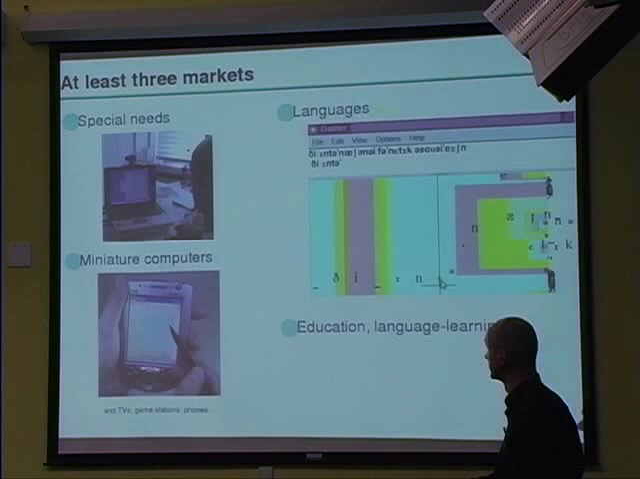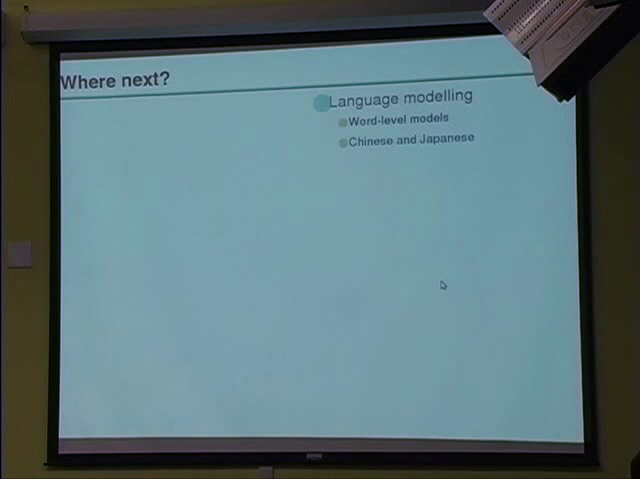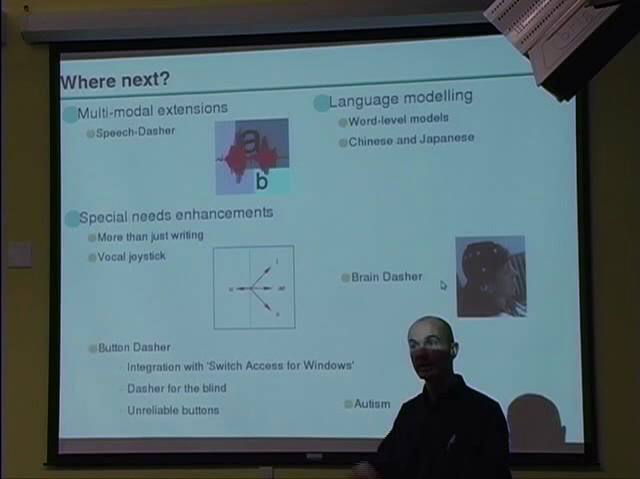I'd like to close by showing you a few directions that the Dasher team are going in now. One of the activities is using Dasher with other sources of information. For example, if you can talk and move one muscle, what can we do? Well, we have an idea called Speech Dasher.